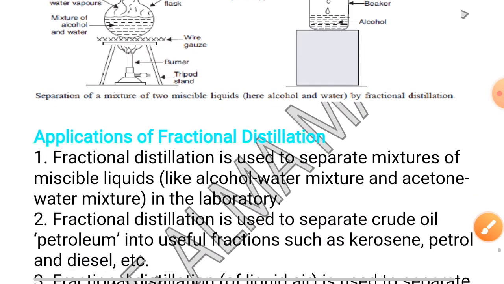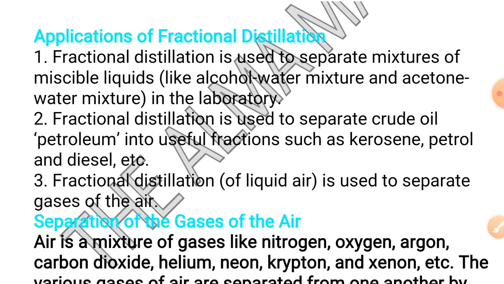Now we will discuss applications of fractional distillation. Fractional distillation is used to separate a mixture of miscible liquids, as I told earlier, and we use it when there is not much difference between the boiling points of our liquids. Second, fractional distillation is used to separate crude oil, petroleum, into useful components like kerosene, petrol, diesel, lubricating oil, fuel oil, and many more.